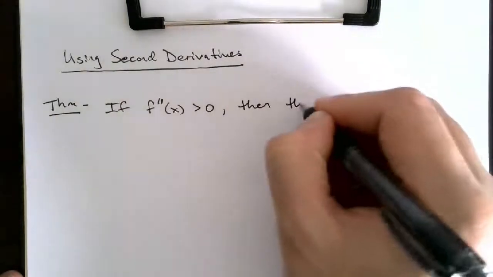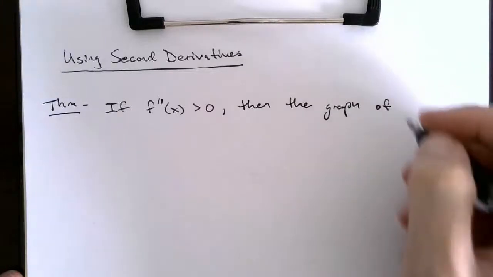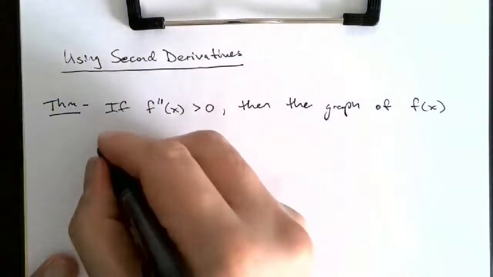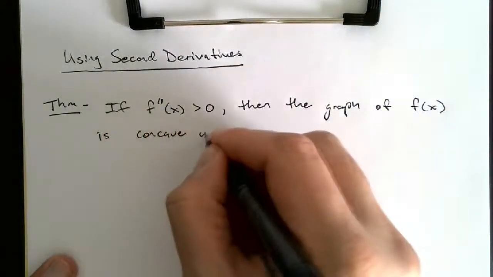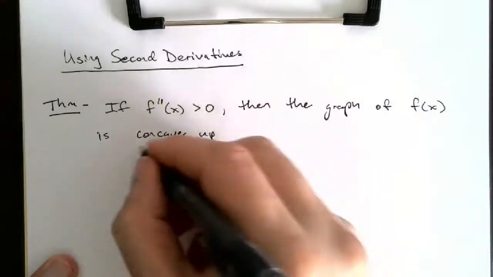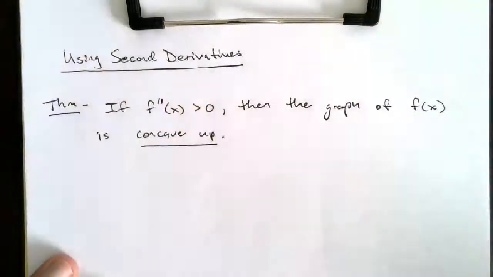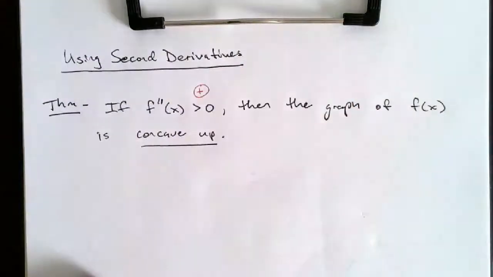then the graph of f of x, the original function, is what we call concave up. So what I'm really saying here is that if you find the second derivative and you find the places where the second derivative is positive, then the graph that you would see is concave up.